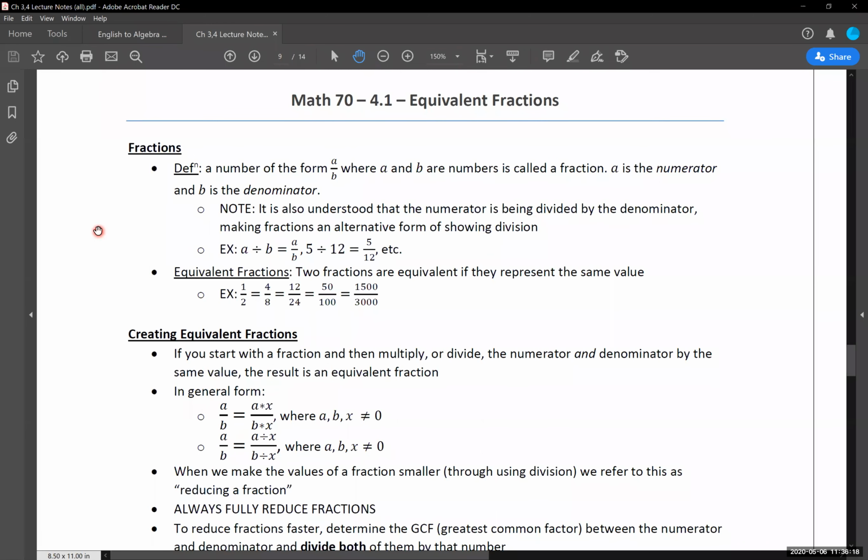The other part, and this is a subtle part that goes along with fractions, is that it is understood and implied that the numerator is being divided by the denominator, meaning a fraction is just a different way of writing out division. A couple examples we have here: if I have a divided by b, that's the exact same thing as saying a over b. And we can go back and forth between these two however many times we want. We did a little bit with this when we were working with PEMDAS and order of operations with fractions. If we put some numbers to this, if I have 5 divided by 12, I can rewrite that as 5 over 12 as well.